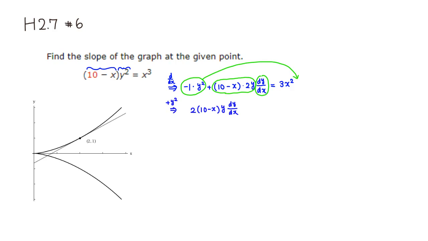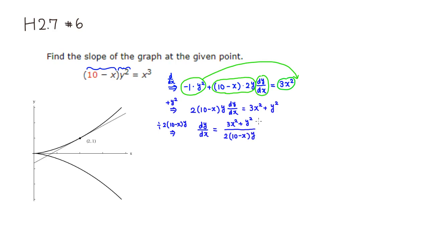Then on the right hand side you have 3x squared, which was already there, and we're adding y squared to it, so it's plus y squared. Then we just need to divide through by 2 times 10 minus x times y. That way we have dy over dx all by itself, and this is equal to 3x squared plus y squared, divided by 2 times the quantity 10 minus x, times y. So this is the derivative.